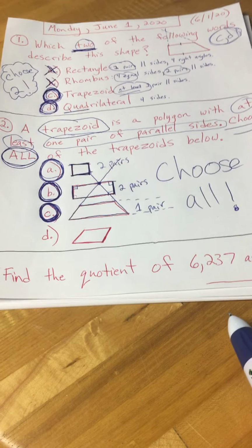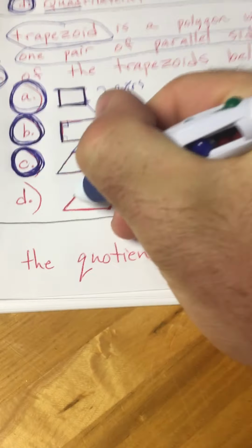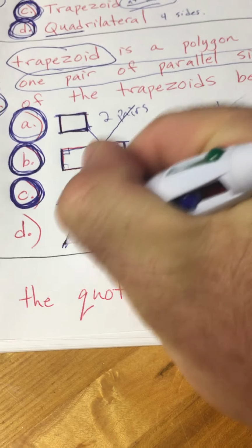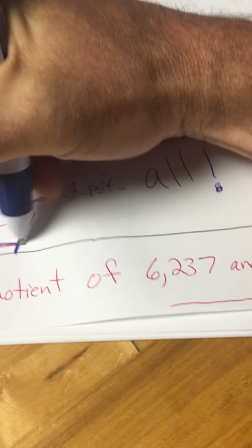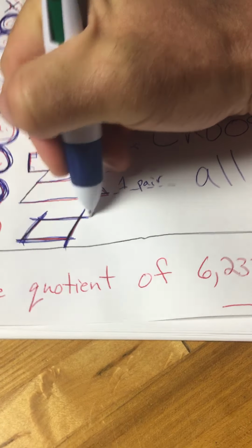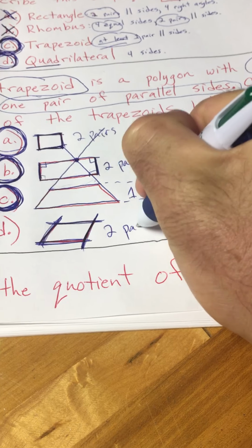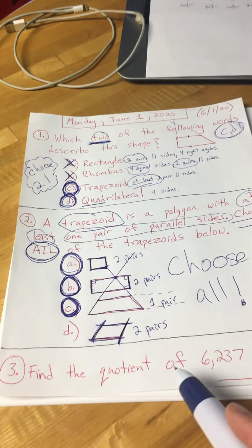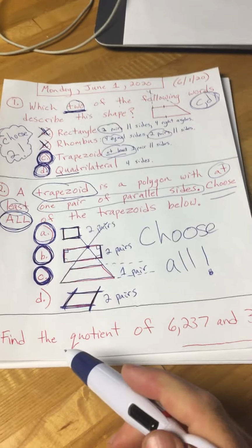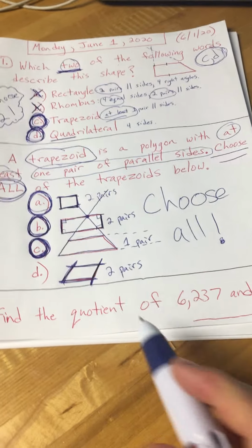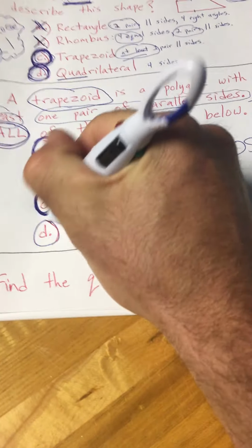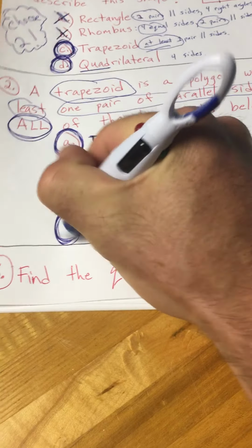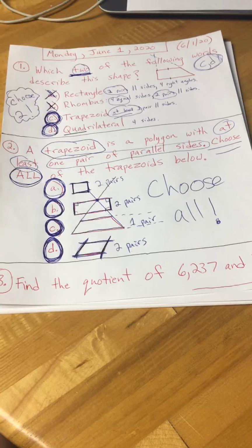Okay, then we have D. Does it have at least one pair of parallel sides? This one and this one are parallel. If you extend those lines forever, they're not going to cross. And this one and this one are parallel. So this one actually has two pairs of parallel sides. But again, the definition for trapezoid is that it's a polygon with at least one pair of parallel sides. And two pairs is at least one pair. So look at that. Did I trick anybody? All four options are correct.